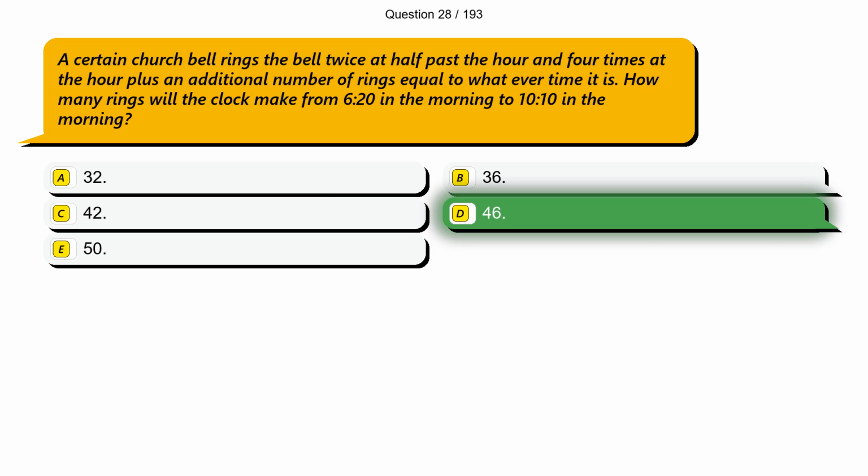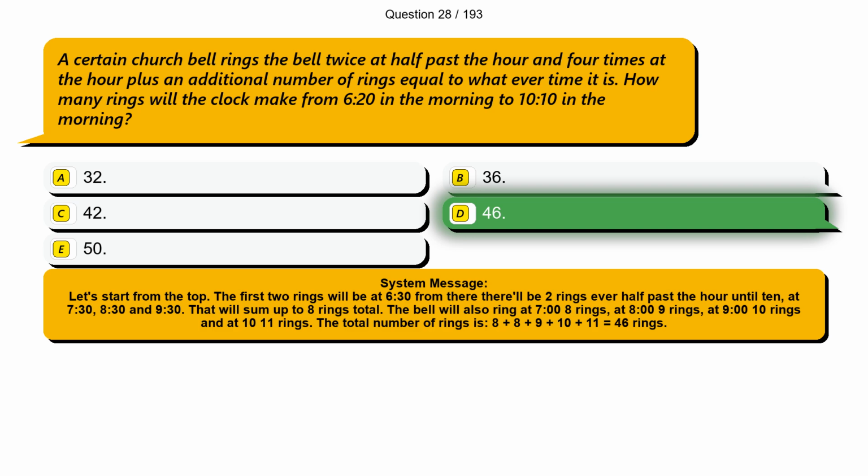The correct answer is option D, 46. Let's start from the top. The first 2 rings will be at 6:30. From there there'll be 2 rings every half past the hour until 10, at 7:30, 8:30 and 9:30. That will sum up to 8 rings total.